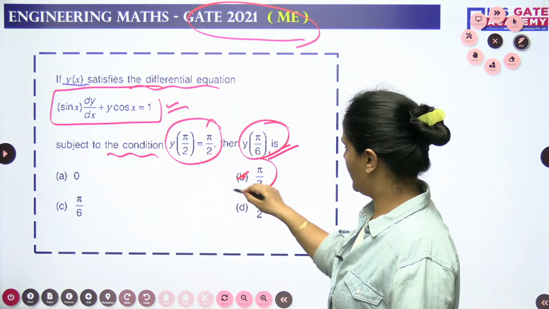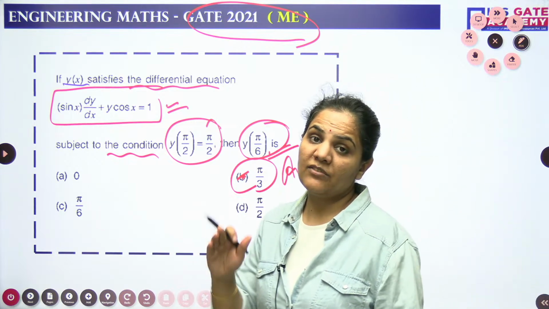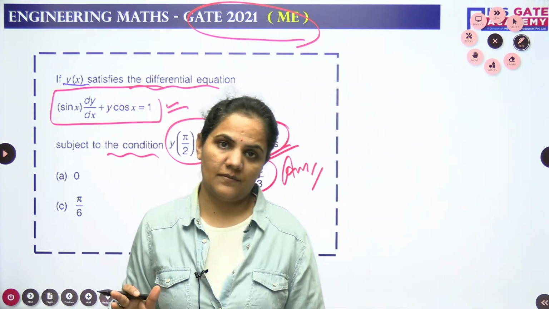So we can approach with the correct answer as option B, pi by 3. Very easily we can approach this question.